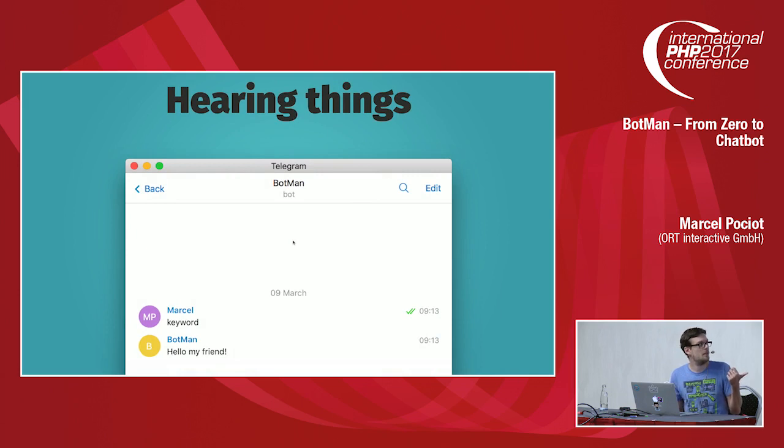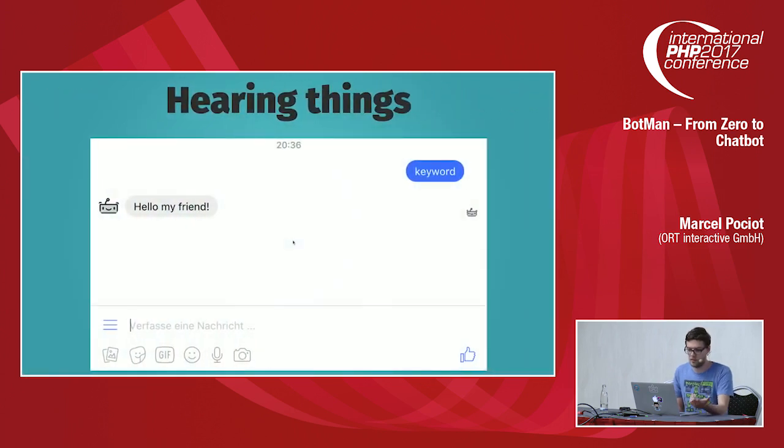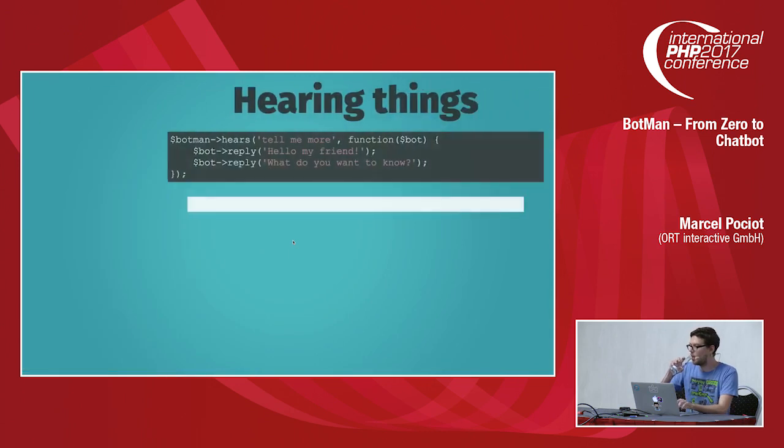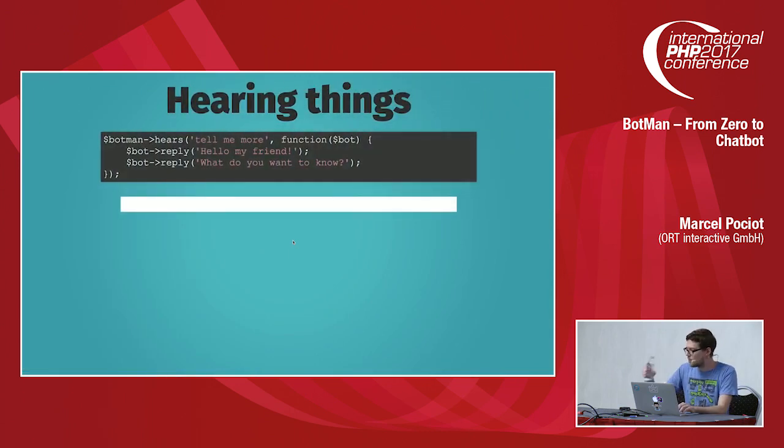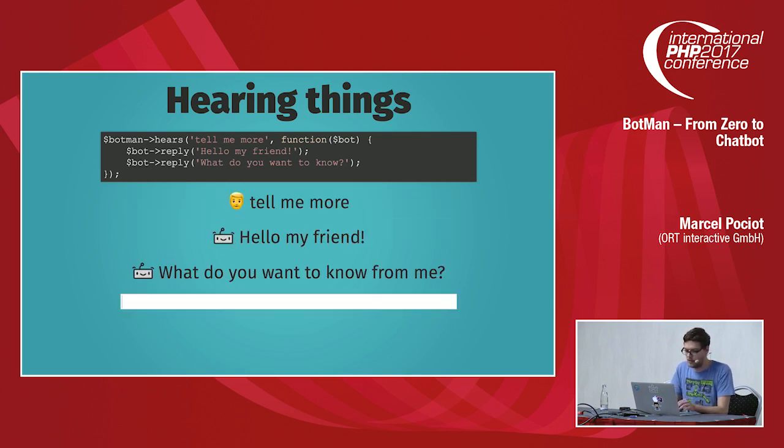So this, for example, is the integration with Telegram. With just the same code base, I just installed the Telegram driver and configured it. And this is what it would look like in Facebook Messenger. Of course, you're not limited to just replying one text. If I type tell me more, the chatbot would call the reply function multiple times, and it would reply multiple texts.